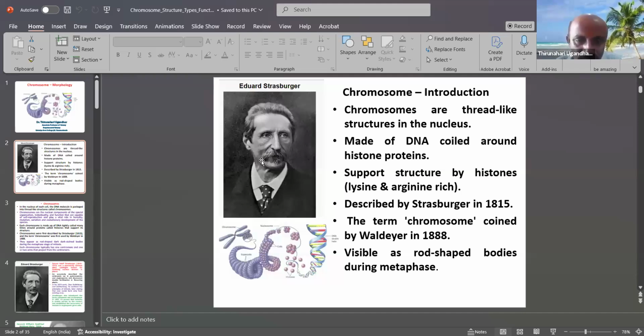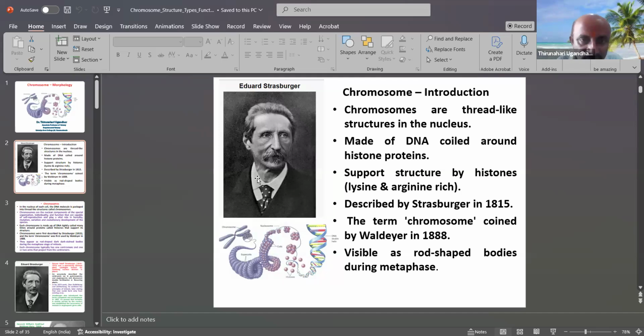The chromosome structure was first described by Strasburger in 1815. The term chromosome was coined by Waldeyer in 1888, visible as rod-shaped bodies during metaphase. Chromosomes can be observed under the microscope only during metaphase, not prophase, anaphase or telophase. Only metaphase is a suitable stage for identification and observation of chromosomes in mitosis.